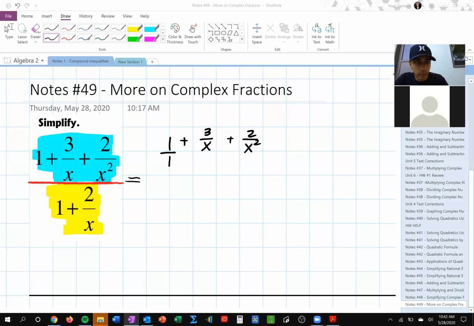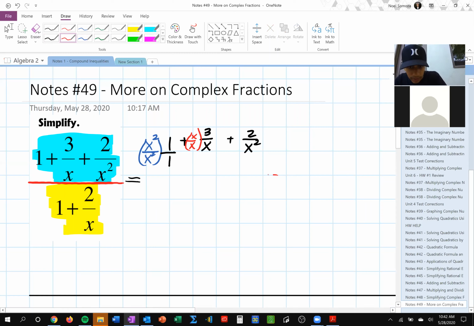So in one of the fractions, the one that's furthest to the left, we're gonna have to multiply this by x squared over x squared. But the middle fraction, we're only going to multiply by x over x, because x times x is going to get us to x squared. Oh, sorry, I don't need x squared. Excuse me. Okay, so that's my numerator right there.